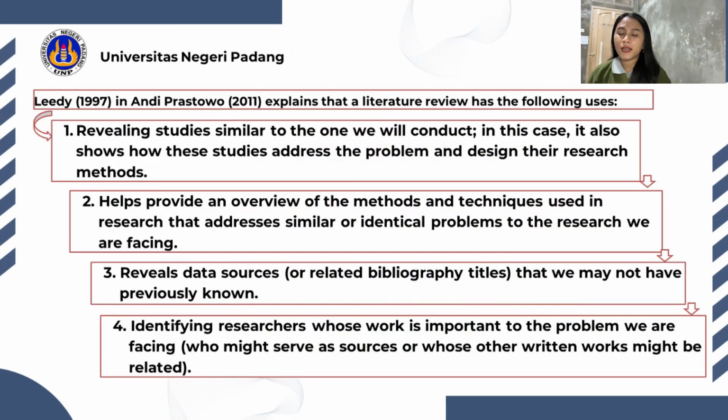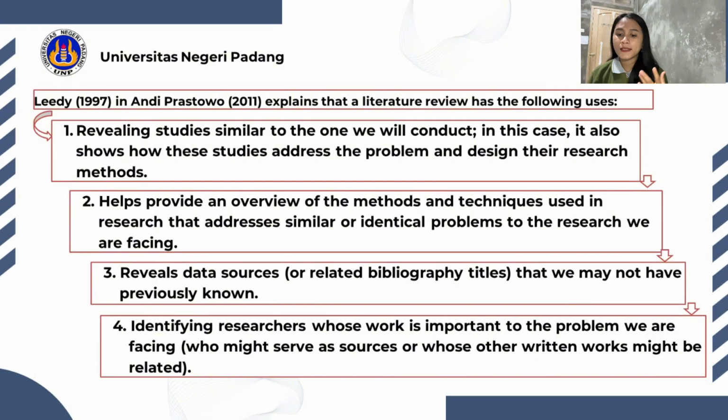Lady in 1997 in Andi Prastowo 2011 explains that a literature review has the following uses. 1. Revealing studies similar to the one we will conduct. In this case, it also shows how these studies address the problem and design their research methods. 2. Helps provide an overview of the methods and techniques used in research that addresses similar or identical problems to the research we are facing.